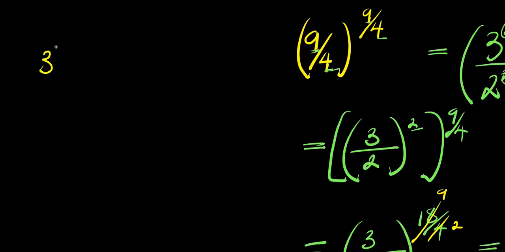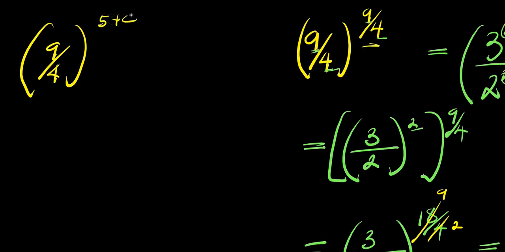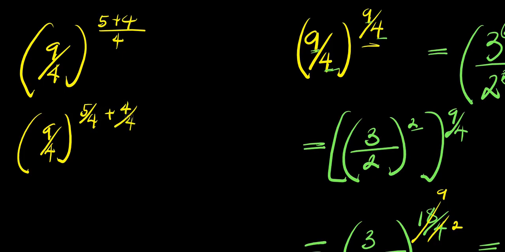Maybe you have 3 power 2 divided by 2 power 2. Then, okay, let's start it this way. Let's have our 9 divided by 4 here, raised to the power of 5 plus 4 divided by 4. Have you seen this? So from here, I have 9 divided by 4 raised to the power of 5 divided by 4 plus 4 divided by 4. Remember, 5 plus 4 is 9.